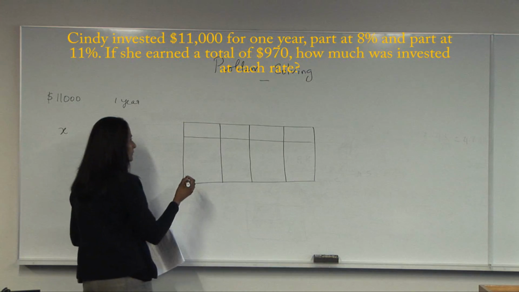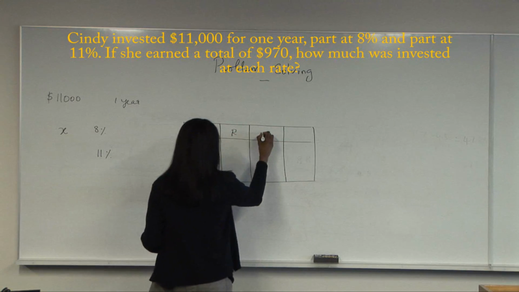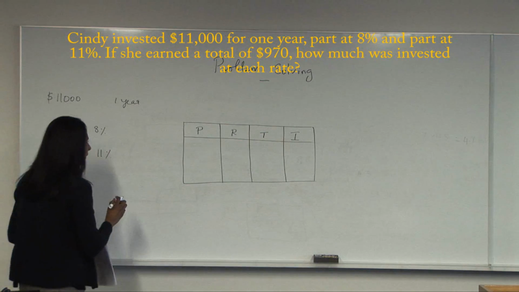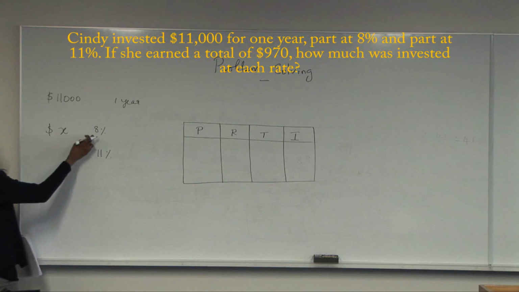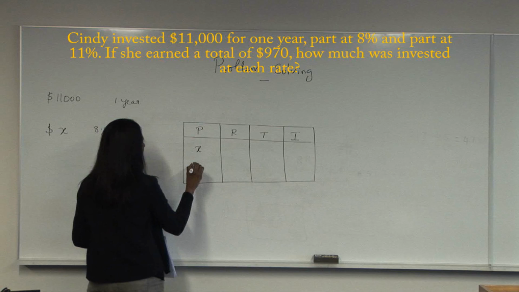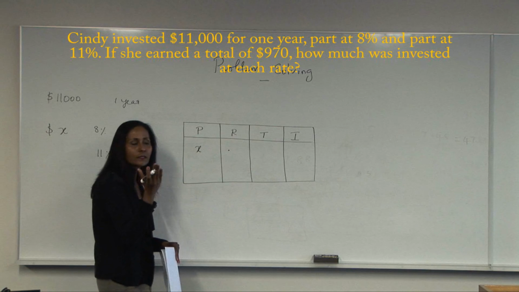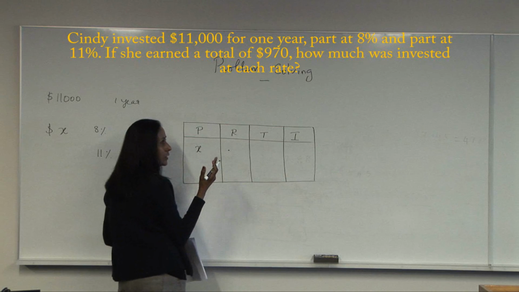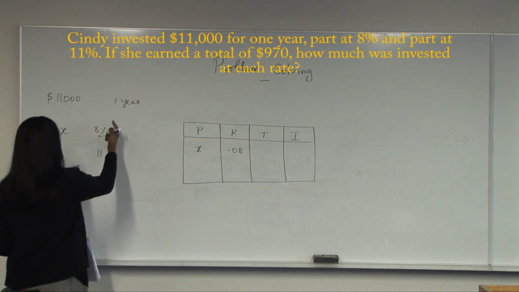So the rate, the principal amount, the time, and we are talking about the interest, right? So let's do this: X dollars at 8%. 8% is what? Out of $100, it's $8. So that's what it means, 8 out of $100. So 0.08. The time, how many years? 1 year.